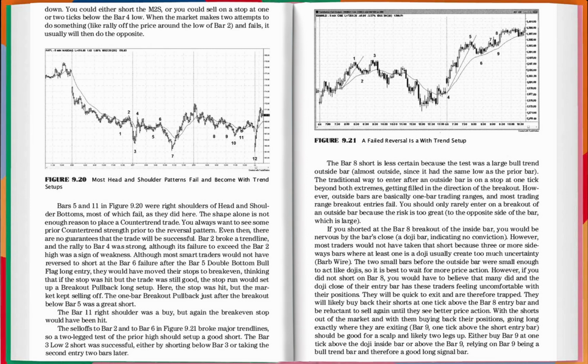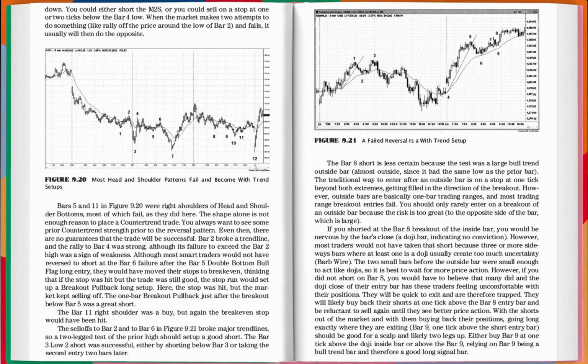However, if you did not short on bar 8, you would have to believe that many did, and the doji close of their entry bar has these traders feeling uncomfortable with their positions. They will be quick to exit, and are therefore trapped. They will likely buy back their shorts at 1 tick above the bar 8 entry bar and be reluctant to sell again until they see better price action.